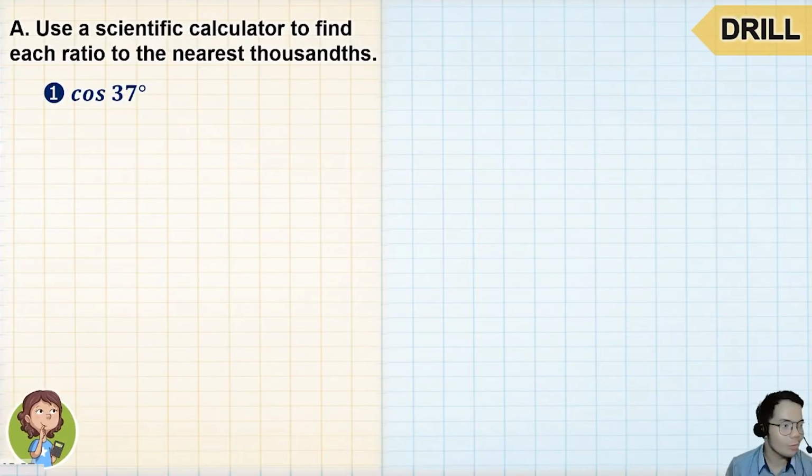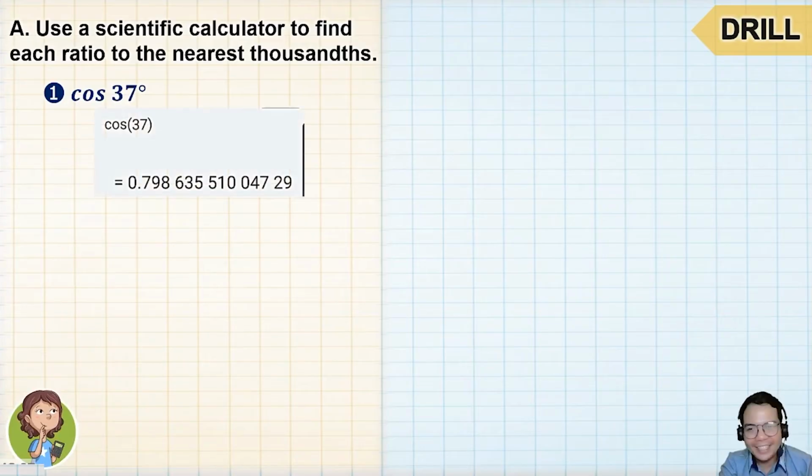So, who wants to answer this one? What would be the value of cosine 37 degrees? Reminder, round it off to the nearest thousandth, that means three decimal places. If you want to answer, you may raise your hand. Yes, Lorene. 0.799? Okay, let's check. The correct answer, very good, Lorene, is approximately 0.799.